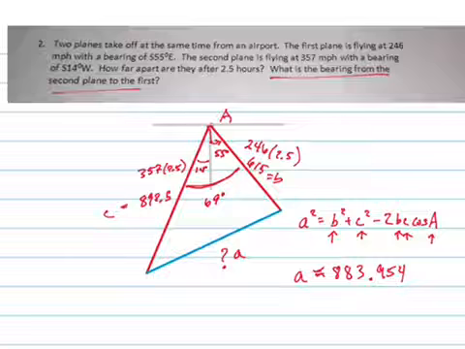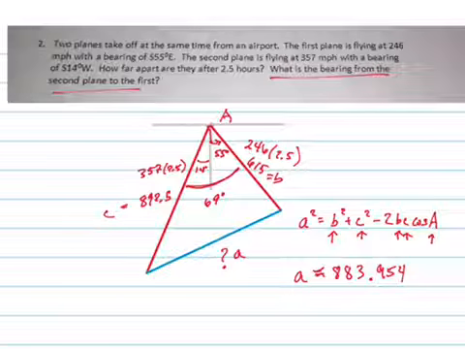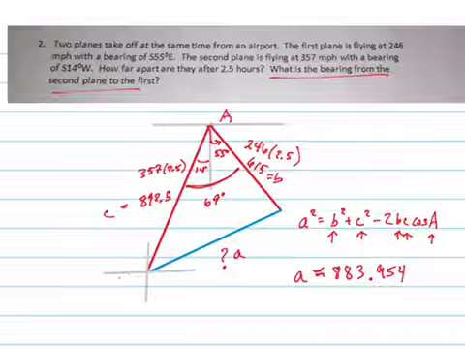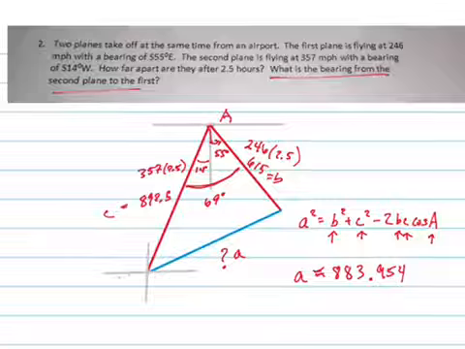So now that we have that side, it says what is the bearing from the second plane to the first. So again, let's grab our picture. So the second plane, which one was the second plane? It's this one down here, the one that went further. So I draw my little coordinate axis in there, and they want to know the bearing from the second to the first. So they want this total angle right here.